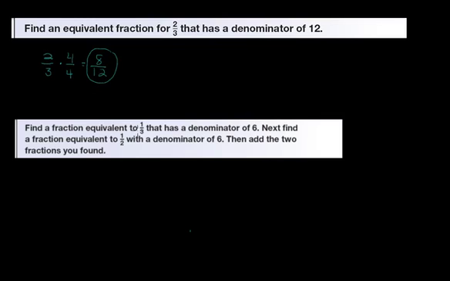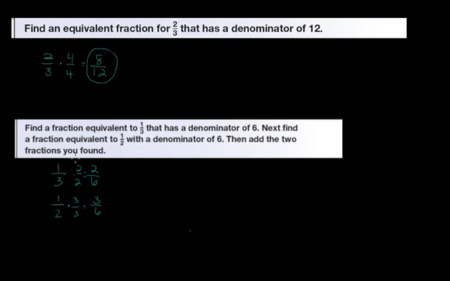Okay, find an equivalent fraction to 1/3 that has a denominator of 6. So we need to multiply it by something to get a denominator of 6. 2/2: 3 times 2 is 6, 1 times 2 is 2. Next, find an equivalent fraction to 1/2 with a denominator of 6. 2 times 3 gives us 6. We have to multiply the top by 3.